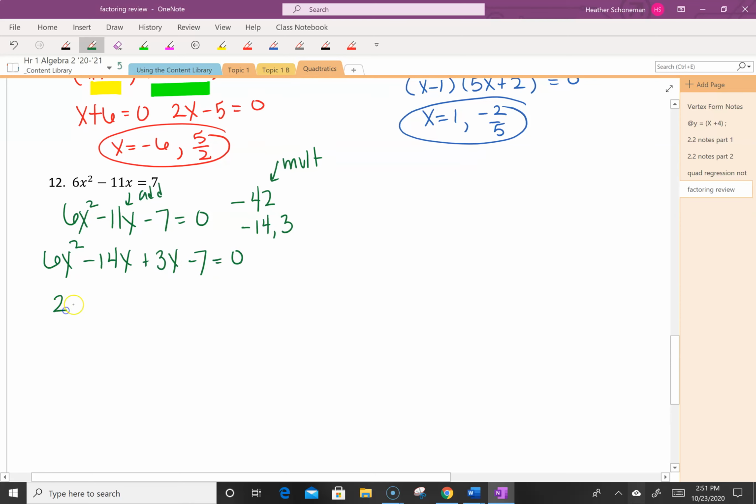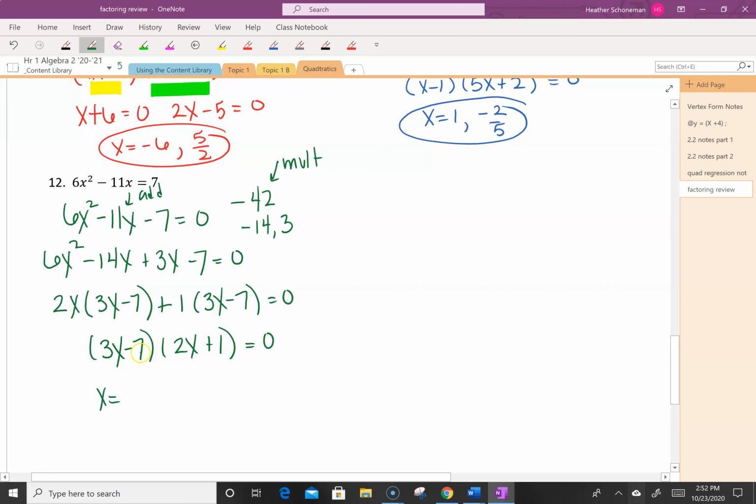Out of the first two terms, I can take out a 2x, and I'm left with 3x minus 7. The next two terms don't have anything to factor out, but I always have to factor something out. So I'm going to take out a 1, and I'm left with 3x minus 7 equals 0. So now I can rewrite this as 3x minus 7 times 2x plus 1 equals 0. So when I solve, this I'm going to add 7 and divide by 3, so I get 7/3. This I'm going to subtract 1 and divide by 2, so I get negative 1/2. And there's my answer.